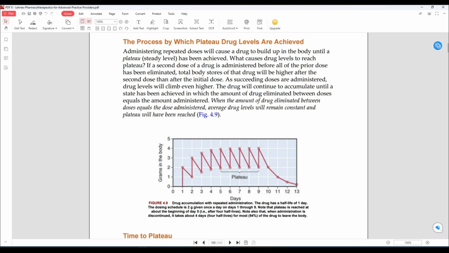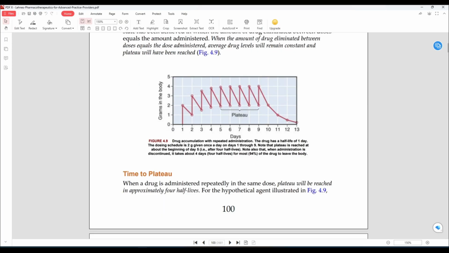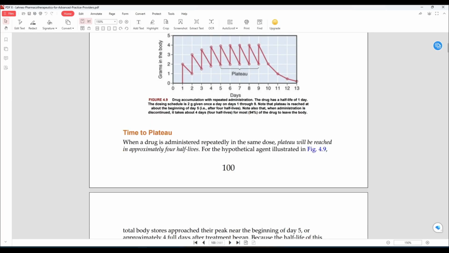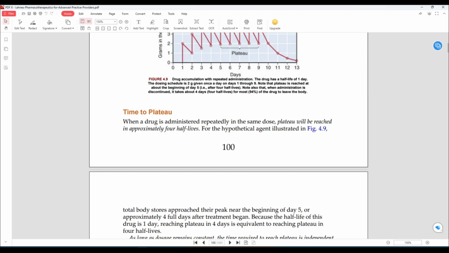The drug will continue to accumulate until a state has been achieved in which the amount of drug eliminated between doses equals the amount administered. When the amount of drug eliminated between doses equals the dose administered, average drug levels will remain constant and the plateau will have been reached. So here's a picture of the plateau. Time to plateau. When a drug is administered repeatedly in the same dose, plateau will be reached in approximately 4 half-lives, for the hypothetical agent illustrated in Figure 4.9.